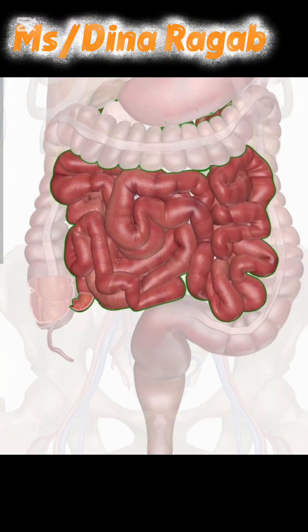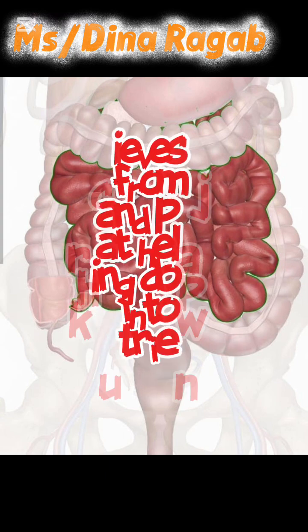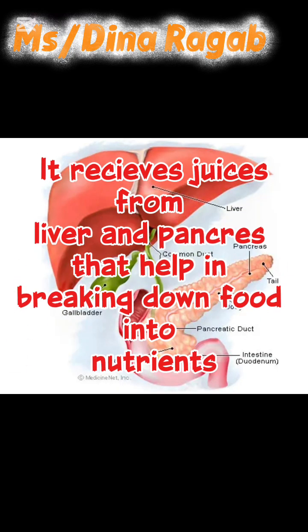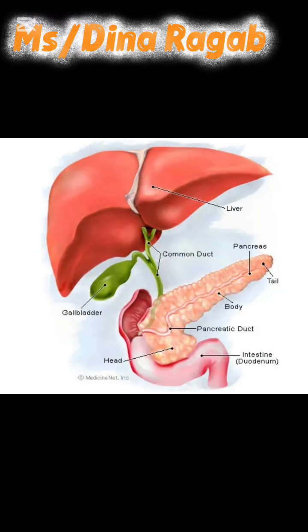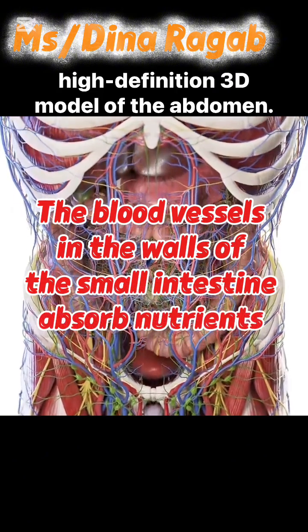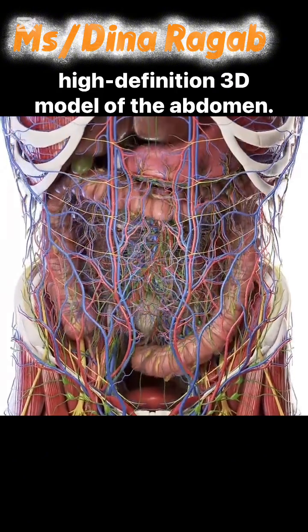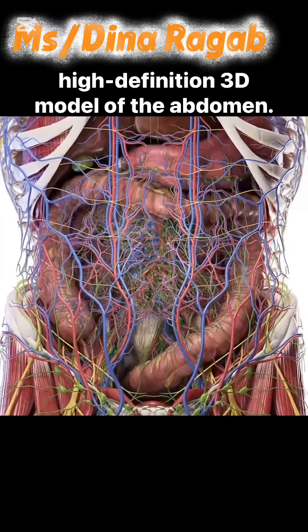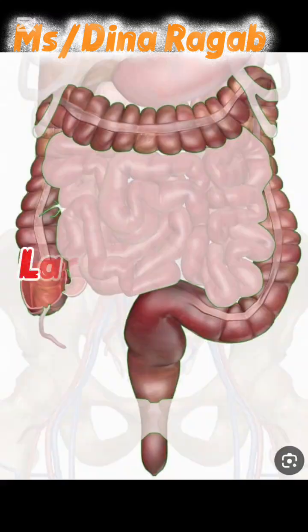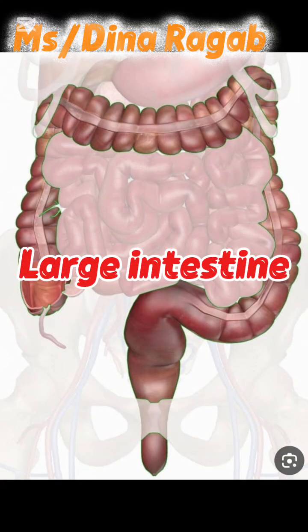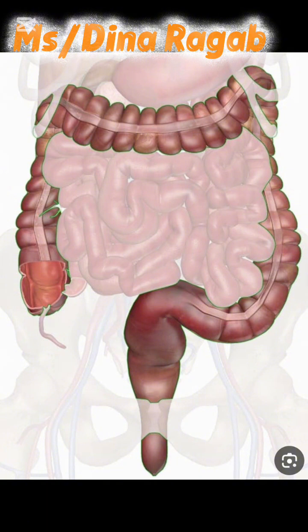The small intestine doesn't have juices, but it receives juices from the liver and pancreas that break down the food chemically into nutrients. Then the blood vessels in the walls of the small intestine absorb these nutrients into the bloodstream so the blood can carry them to all parts.